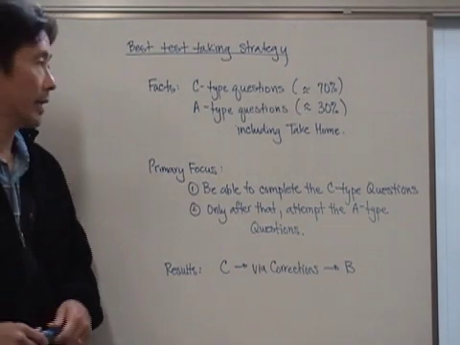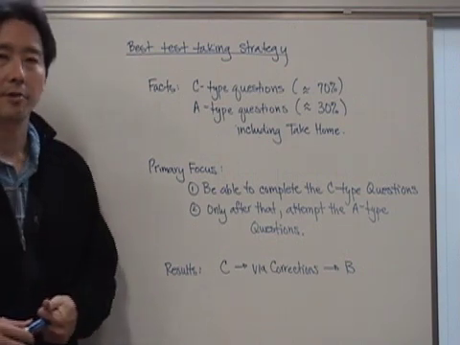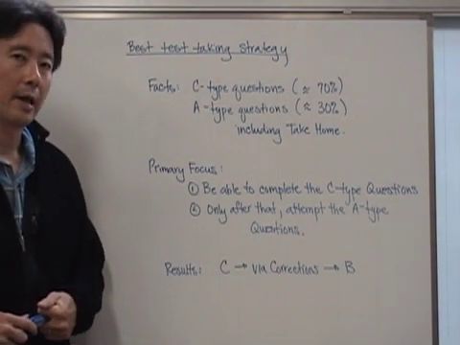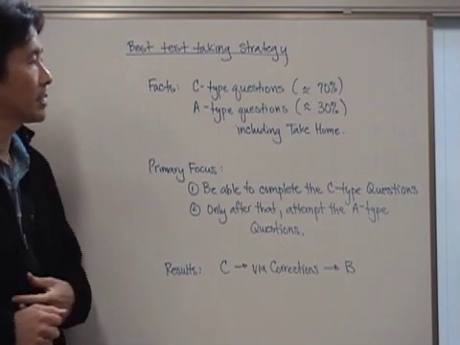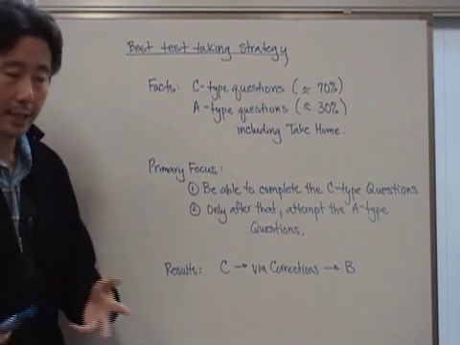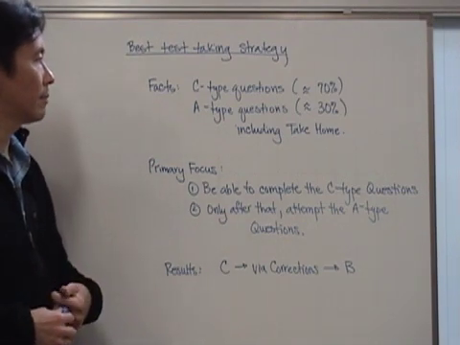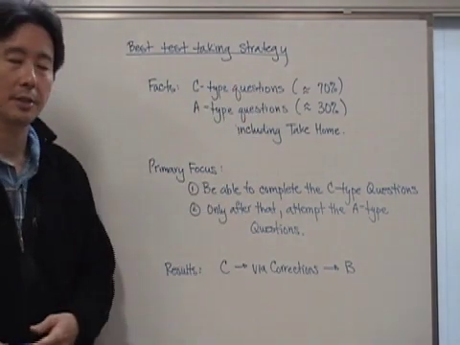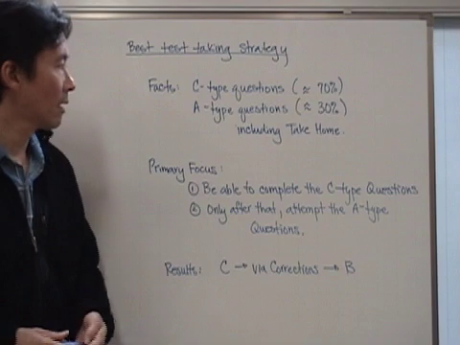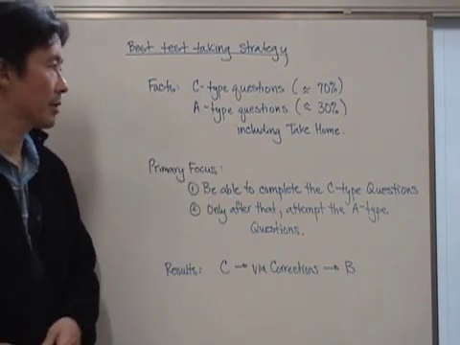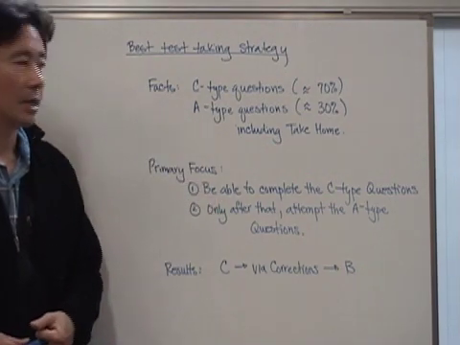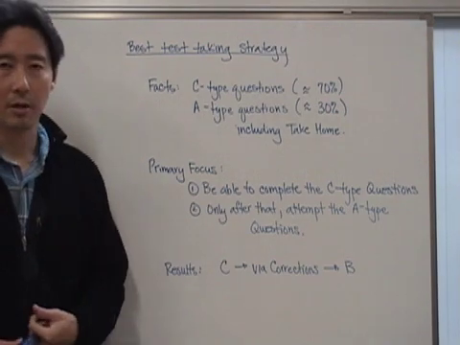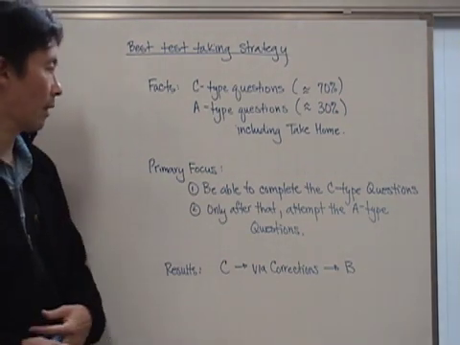Okay, hello. I'd like to go ahead and describe the best test-taking strategy for our course. So let's go ahead and see some of the basic facts of the course and the test. Notice that we break things up into C-type questions on the test, and that accounts for about 70% of the questions. We also have about 30% of the questions that are A-type questions, and of course that would include the take-home A-type question as well.